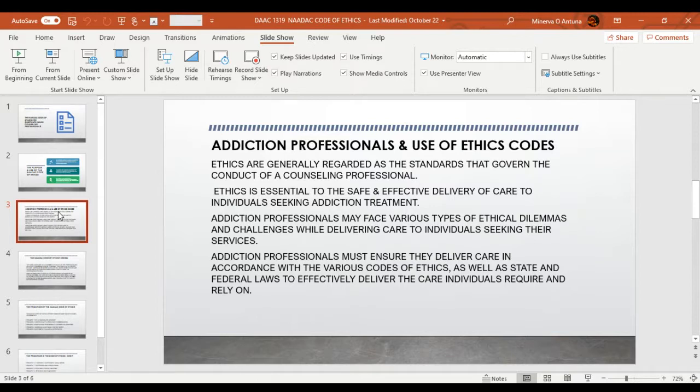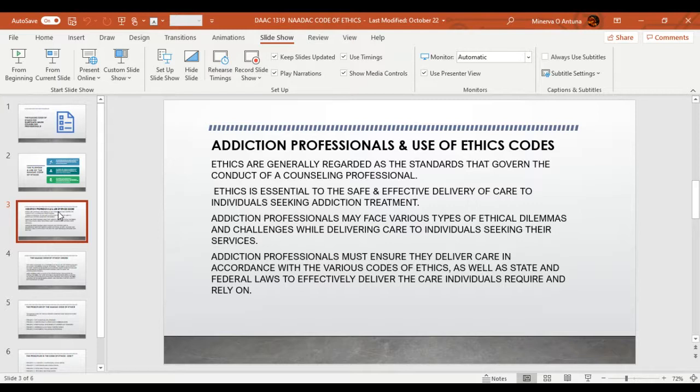Addiction professionals and the use of the codes of ethics. Ethics are generally regarded as the standards that govern the conduct of a counseling profession. Any counseling profession has ethics that set the standards. The standards are rules and regulations that govern, which means that they say what you can and can't do. So ethics is essential to the safe and effective delivery of care to individuals seeking addiction treatment. Every person who is seeking service from you needs to be able to expect that their professional is acting in a safe and effective way and understands the professional standard for delivery of services.